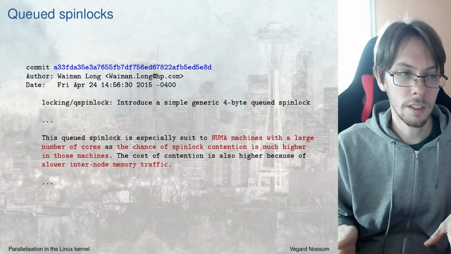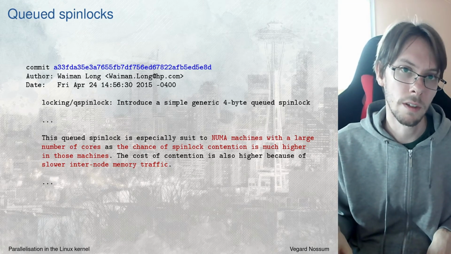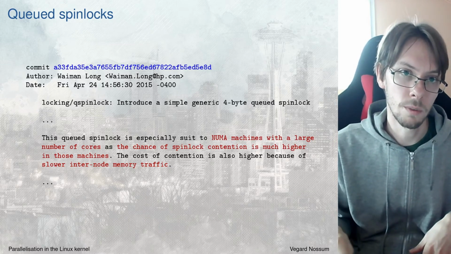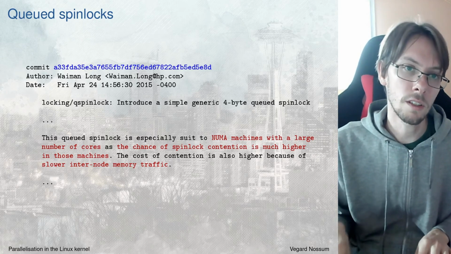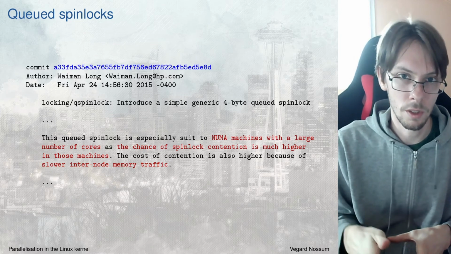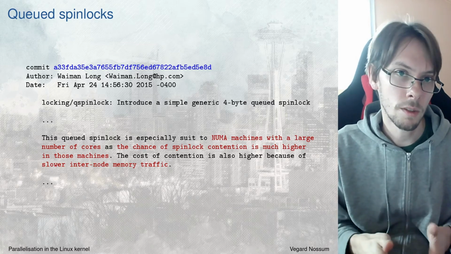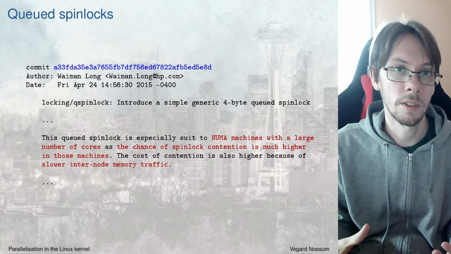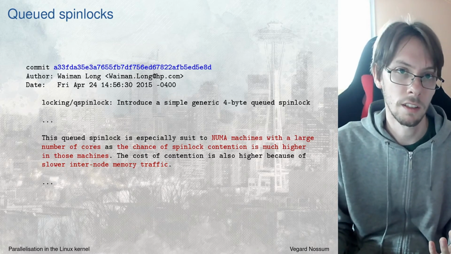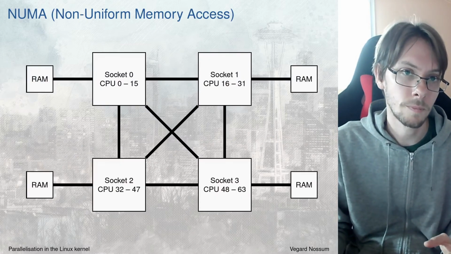And the kernel currently uses something called queued spinlocks, and they were introduced in this commit. And it says, this queued spinlock is especially suited to NUMA machines with a large number of cores, as the chance of spinlock contention is much higher in those machines. The cost of contention is also higher because of slower internode memory traffic. So this is a prime example that the code is explicitly written for NUMA machines with a huge number of cores, and they explicitly care a lot about contention and cache line bouncing.